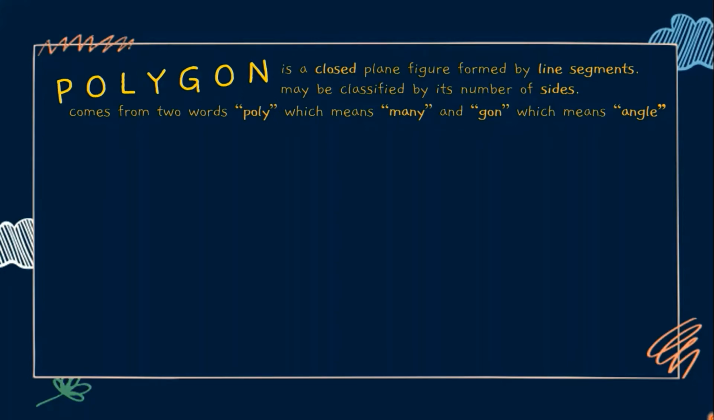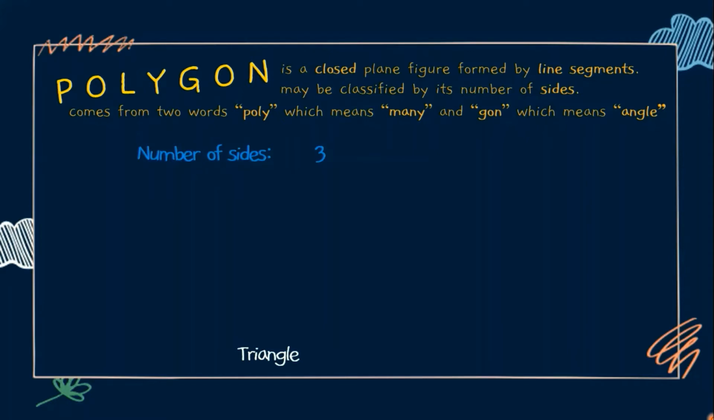A polygon is a closed plane figure formed by line segments. It comes from two words, poly, which means many, and gon, which means angle. And polygons may be classified by its number of sides. Isa sa mga classification natin ng polygon kapag siya ay may number of sides na 3, ang triangle.